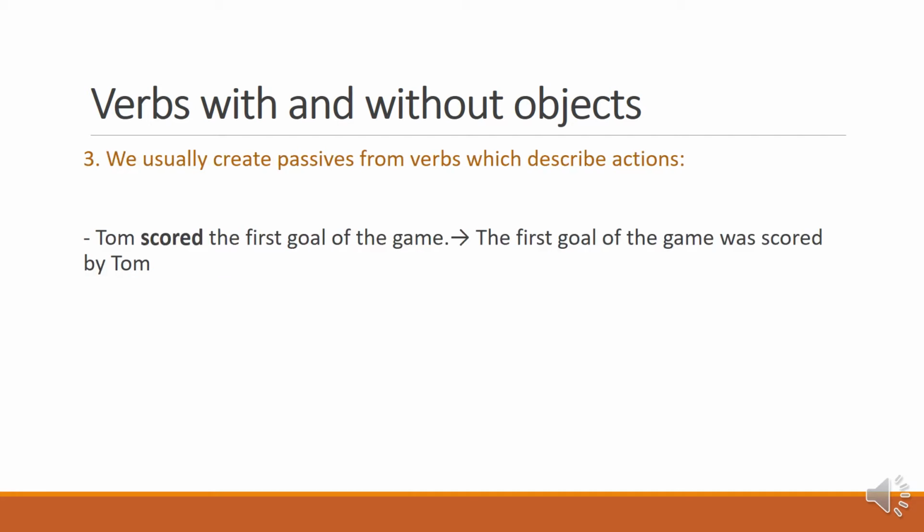Rule number 3 is, we usually create passives from verbs which describe actions. For example, Tom scored the first goal of the game. And in the passive, the first goal of the game was scored by Tom.